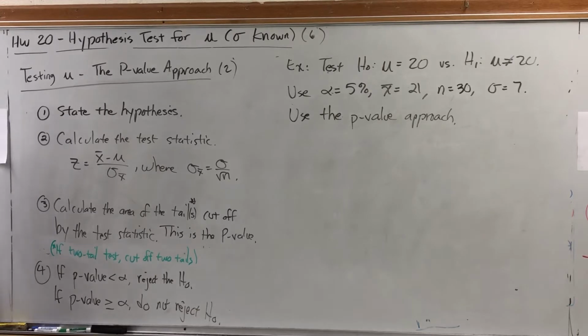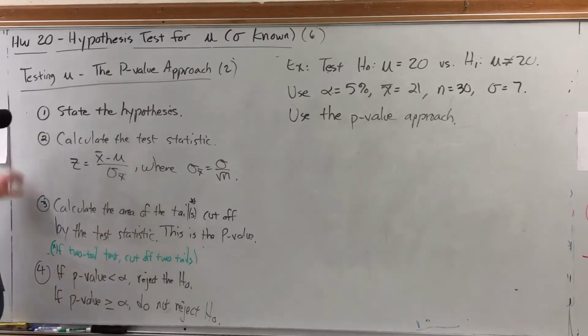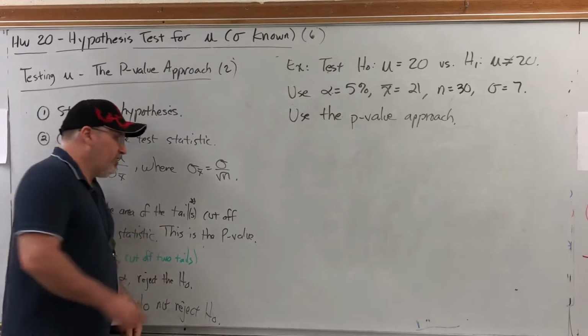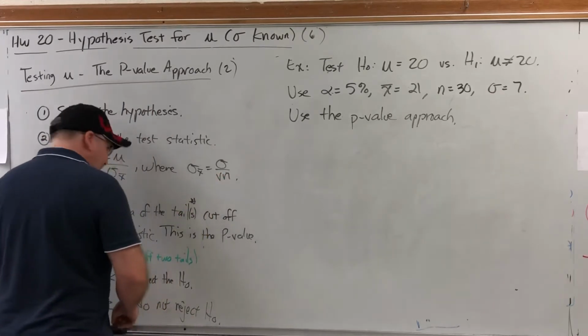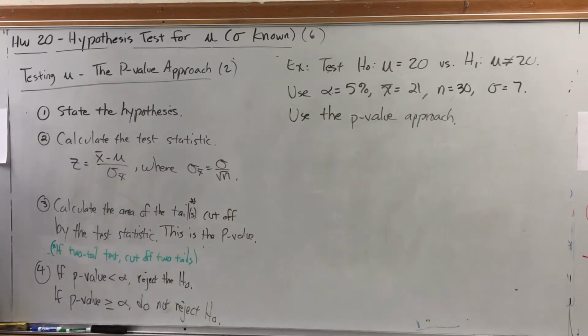Number 1 is state the hypotheses, same as before. Step 2 totally bypasses the critical values. Calculate the test statistic using the same formulas. Z equals x bar minus mu over sigma sub x bar, where sigma sub x bar equals sigma over the square root of n. But instead of comparing that to a critical value, what you do in step 3 is calculate the area of the tail or tails cut off by the test statistic.